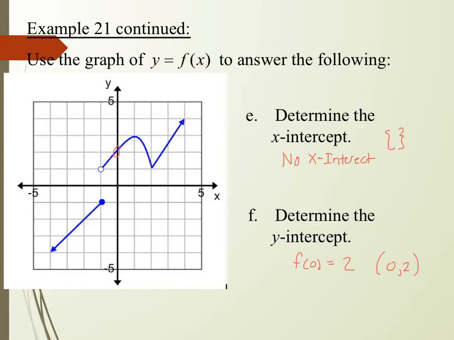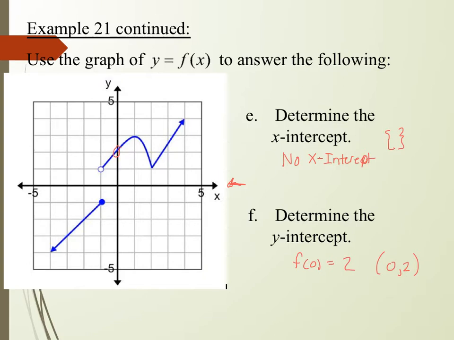So now we're going to use the same graph again and determine the x-intercepts. Are there any x-intercepts? Well, no, because the graph never touches the x-axis. So there's no x-intercept. There's no x-intercept at all.